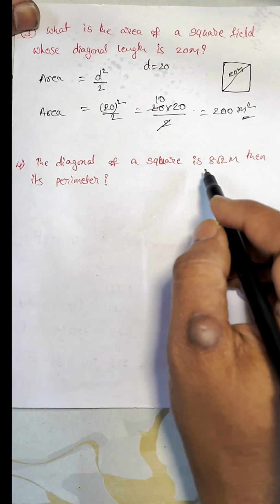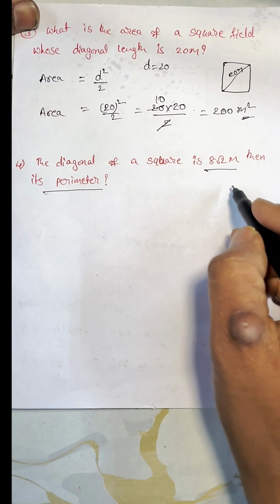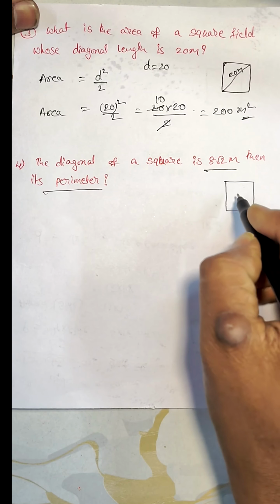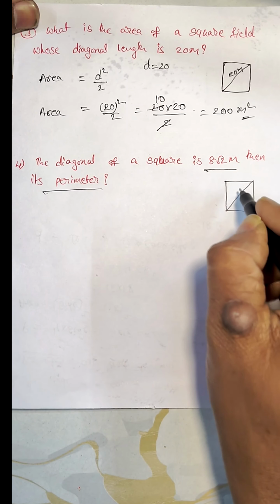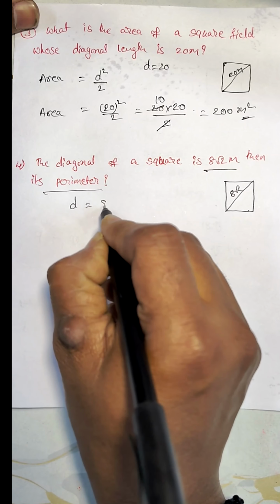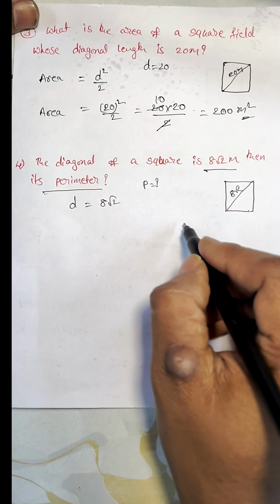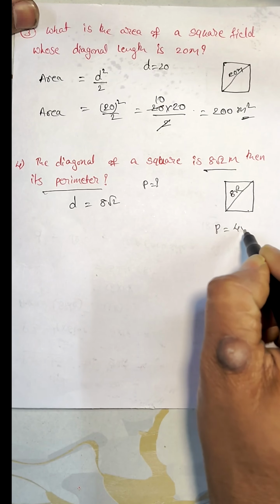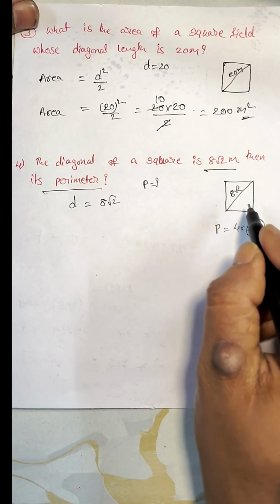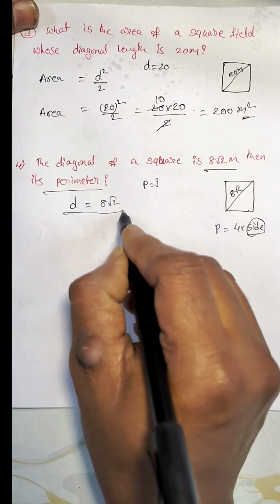The diagonal of a square is 8 root 2 meters. Then we are asked to find the perimeter of the square. Firstly, you should understand what we have been given. We have been given the length of the diagonal of a square as 8 root 2, and we are asked to find the perimeter. We all know that the perimeter of a square is 4 into each side. That means unless we know the side measurement of the square, we cannot find the perimeter. So for that, we can make use of the length of the diagonal.